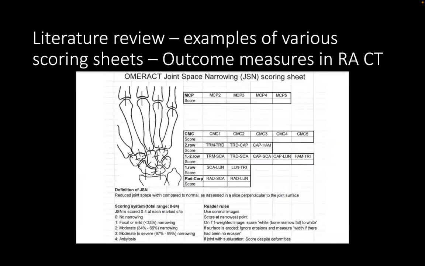Also, there are various scoring sheets which take into account the joint space narrowing as per the outcome measures in rheumatoid arthritis clinical trials, that is OMERACT scoring.